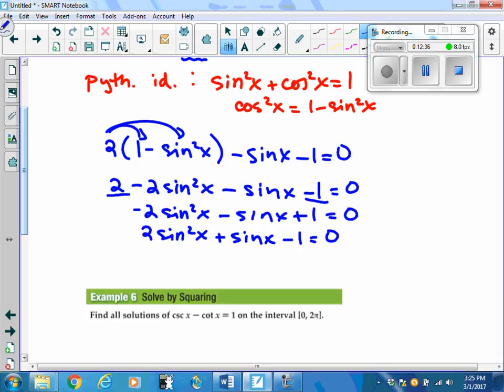I'm going to do the same trick that I did in the other problem where I replaced cosine with y. And let's replace sine with y this time.